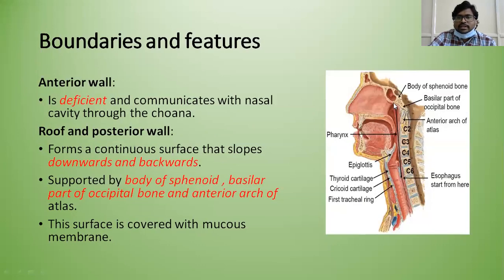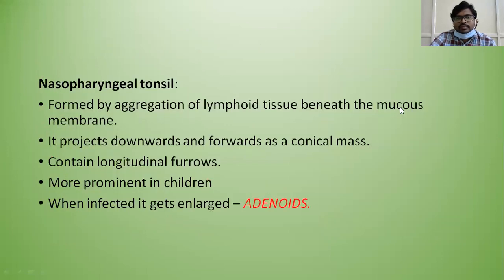The location of the nasopharyngeal tonsil is at the junction of the roof and the posterior wall. This nasopharyngeal tonsil projects downwards and it's conical in shape. It contains longitudinal furrows. It is more common in children. As age advances, the size of the nasopharyngeal tonsil decreases.